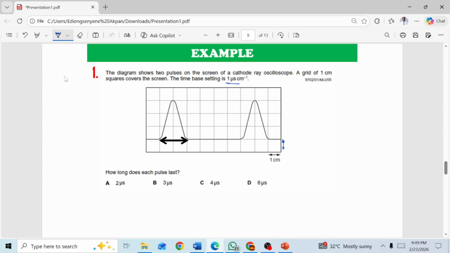We have period equal to the number of boxes times the time-base setting. This will give us 2 times 1 microsecond per cm, which is 2 microseconds. You can see the question looks very simple because they know that sometimes students don't even know how to go about it.